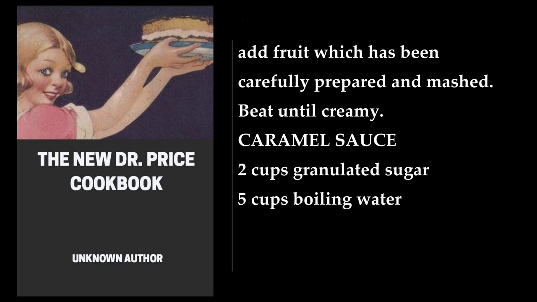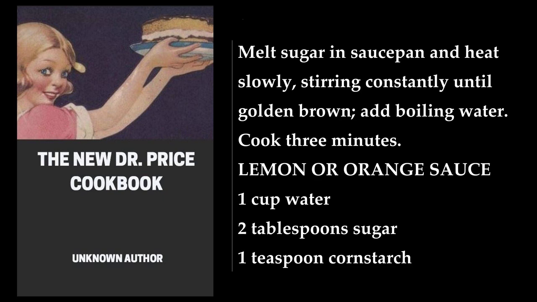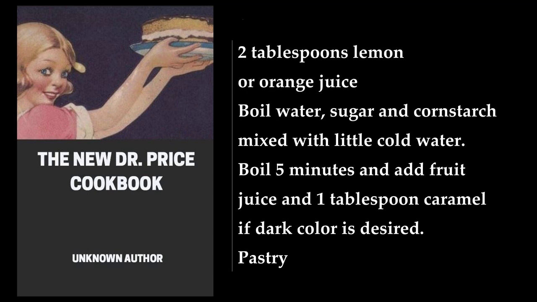Caramel sauce. 2 cups granulated sugar. 5 cups boiling water. Melt sugar in saucepan and heat slowly, stirring constantly until golden brown, add boiling water. Cook 3 minutes. Lemon or orange sauce. 1 cup water. 2 tablespoons sugar. 1 teaspoon cornstarch. 2 tablespoons lemon or orange juice.